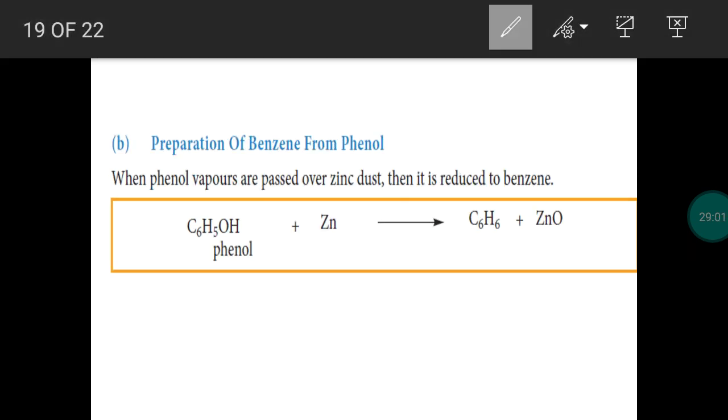Next one is a reduction process. When phenol is reduced with zinc, we get benzene. So oxygen is removed. Removal of oxygen is called what? Reduction process. We get benzene with the liberation of zinc oxide.